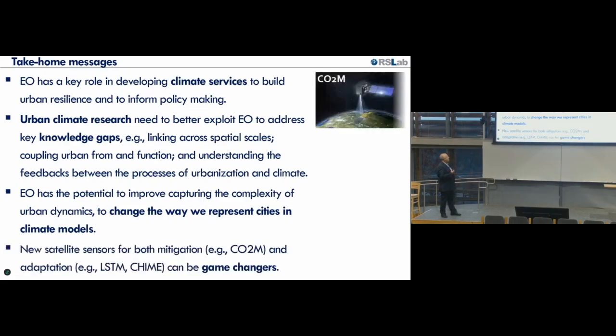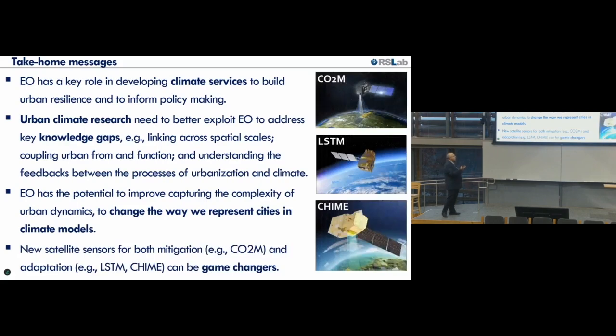And for this, the new satellite sensors for both mitigation, like CO2M, and adaptation, like LSA and CHIME, will be game changers. This is related to measuring the emissions of CO2, related to mitigation, and to very high resolution surface temperature and the hyperspectral sensor. These are launched by the European Space Agency, but I know very well that other space agencies like NASA, JAXA, and the private sector have also launched atmospheric sensors, and we expect more sensors in the coming years.